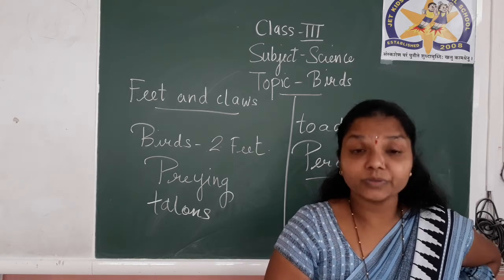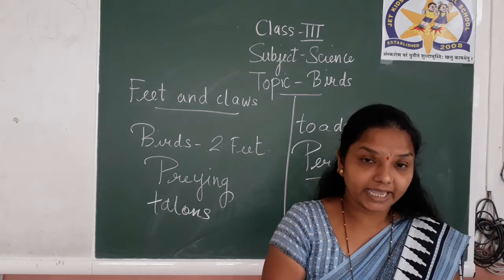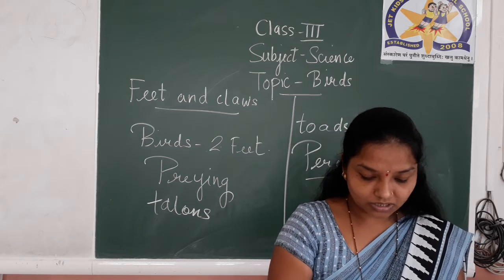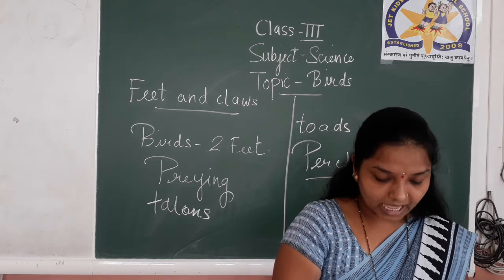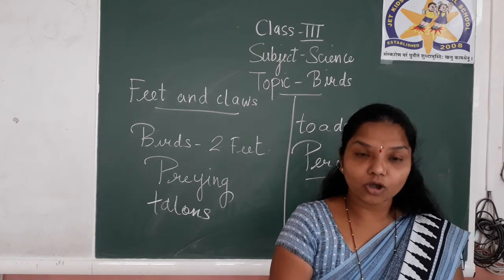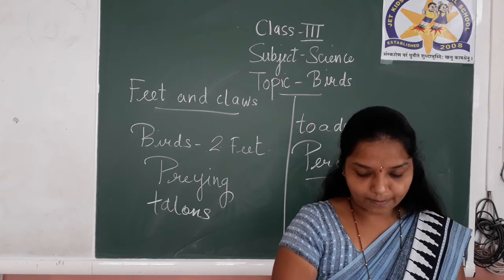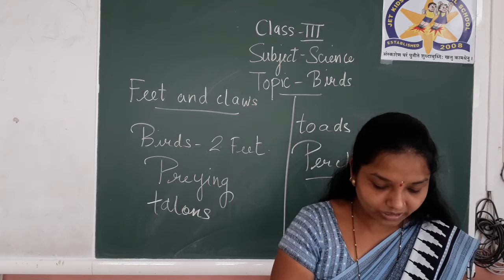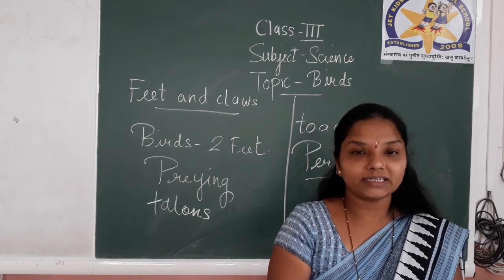Then the next one is scratching birds. An example is the hen. Hens have thin feet with sharp and hard claws. These claws have 3 long toes in the front and a short toe at the back. You can see the picture clearly. It is shown that there are 3 long toes in the front and 1 toe at the back.